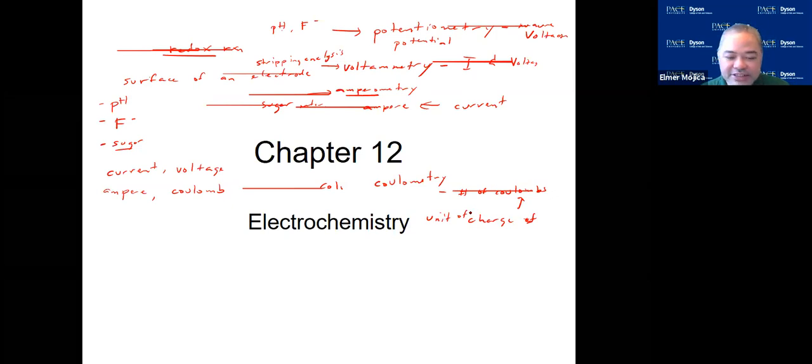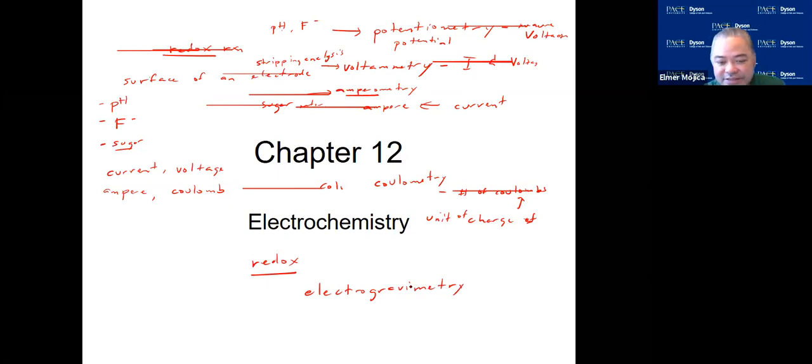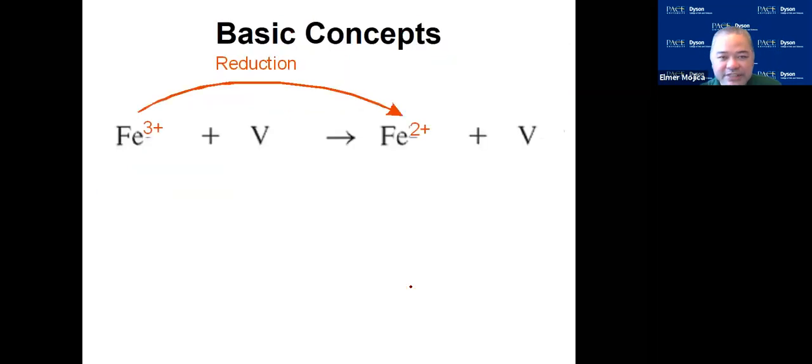These are just some, and all of them are under redox. Before that, we still have electrogravimetry, or electrogravimetric analysis. This is a technique in which the mass of an analyte is used to determine the quantity of the analyte. In electrogravimetric analysis, the mass of an electrolytic deposit is measured for complete reaction. These are just some of the techniques associated with electrochemistry.